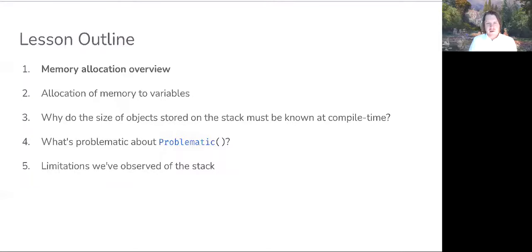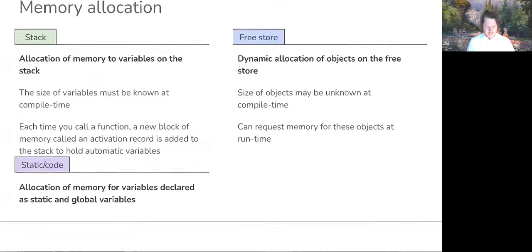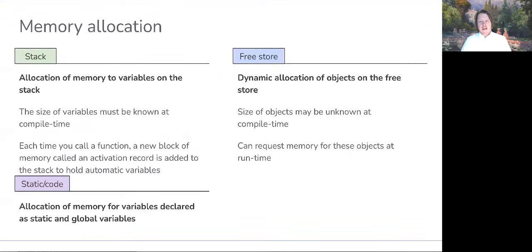Howdy and welcome back. So we'll continue, or I guess begin, our discussion with memory allocation overview. So here are the three different areas where we can allocate things within our program. We'll see that there's the stack, the free store, as well as the static code region.